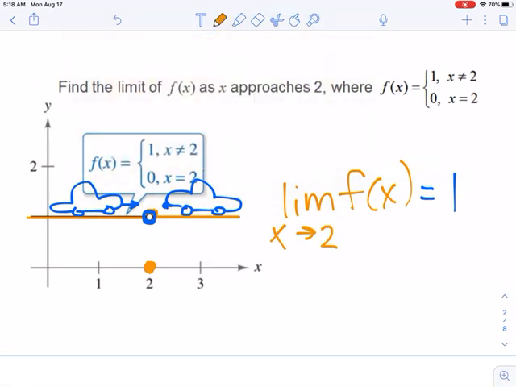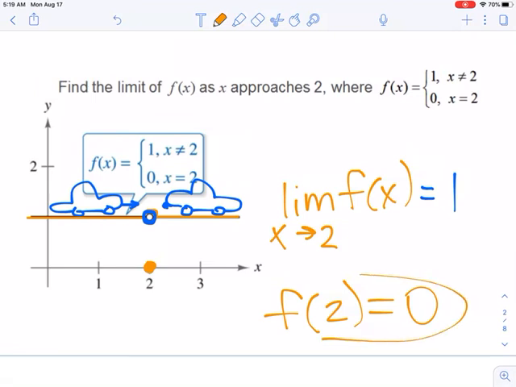Now, if I asked you for f of 2, then that answer would be 0, because that's where our coordinate is. Our coordinate has a y value of 0, but our function has a limit of 1 as x approaches 2. So the limit is describing the behavior of the function, whereas the function value is just where that actual coordinate would be.